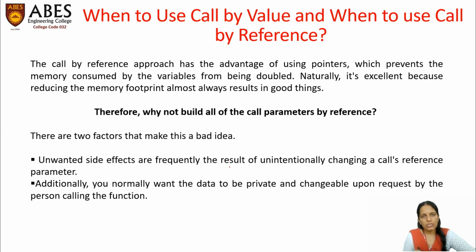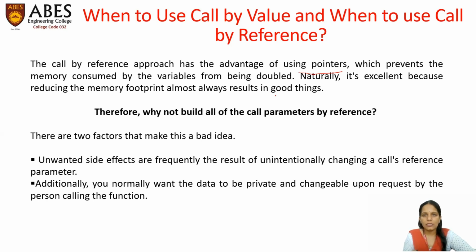So in which case are you going to use call by value, and in which case call by reference? This is one important thing. Pointer is somewhat of a tricky concept, so why can we go for call by value? If we are using call by reference, then we are using pointers. The first thing is that the call by reference approach has the advantage of pointers. We are not doubling the memory, right? We have the same memory location for x as well as num.